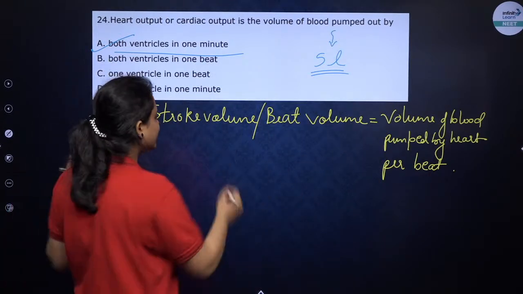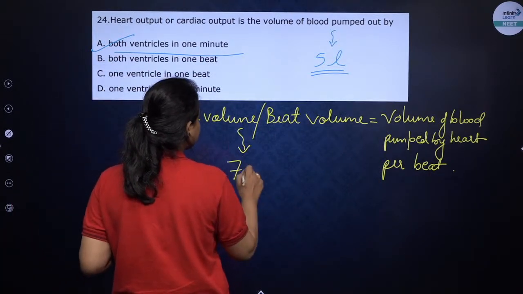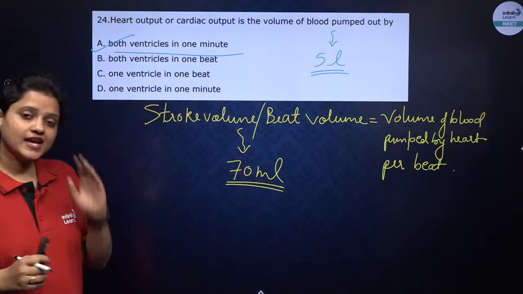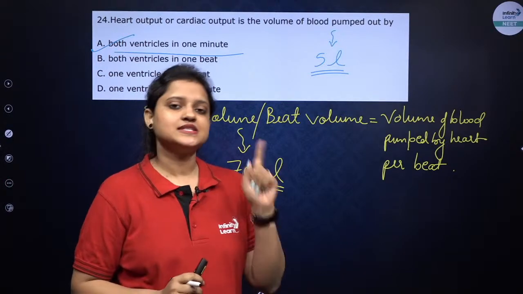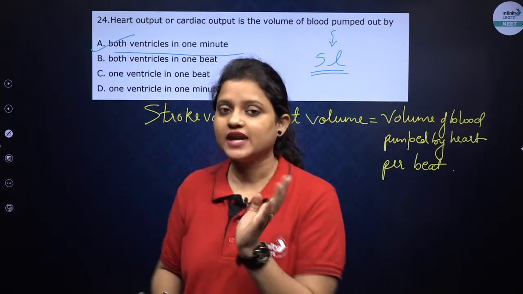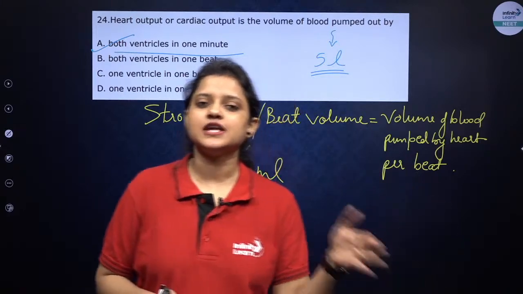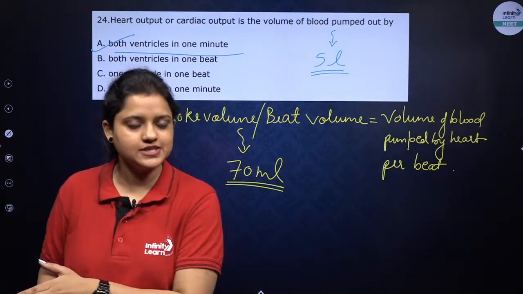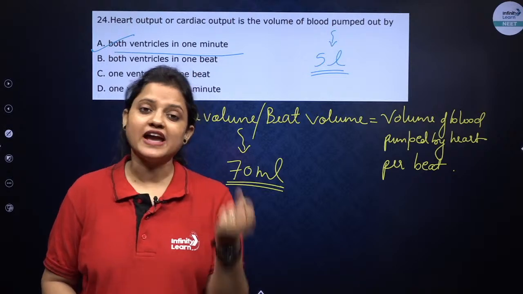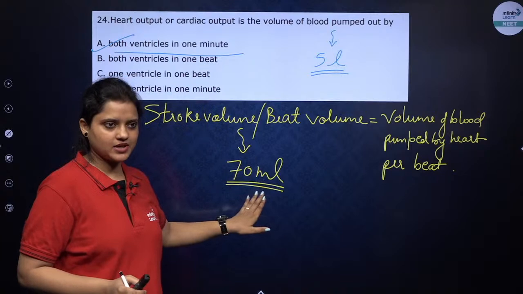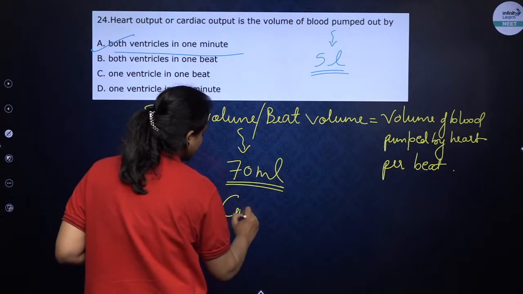कितना है इसका वैल्यू? 70 ml. 70 ml, राइट? सो एक बीट में अगर हार्ट पंप कर रहा है 70 ml ब्लड, तो एक मिनट में कितना करेगा? दैट इज कार्डियक आउटपुट. सो मल्टीप्लाई 70 ml by 72 beats per minute. So you will get 5 liters, right? So stroke volume is 70 ml. And what is cardiac output?